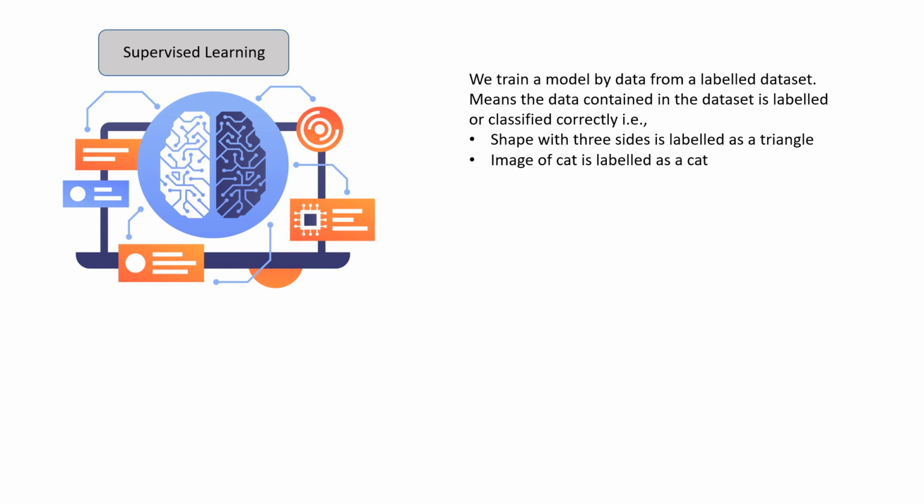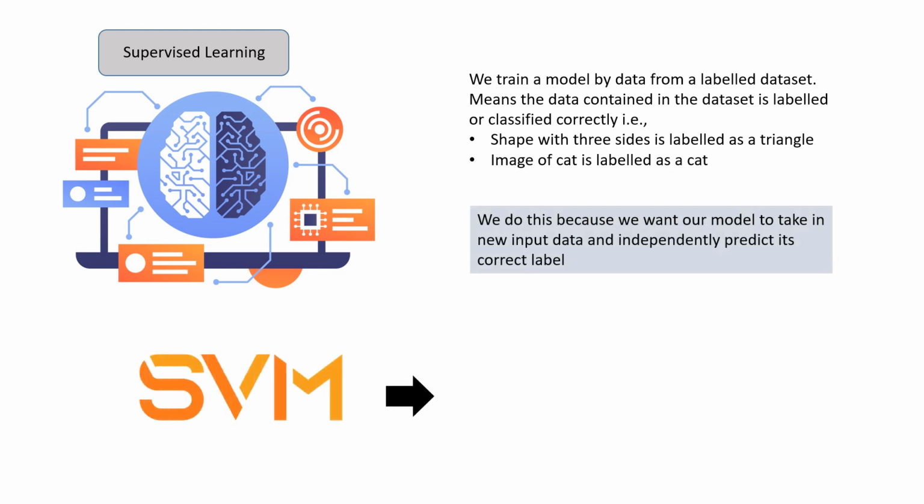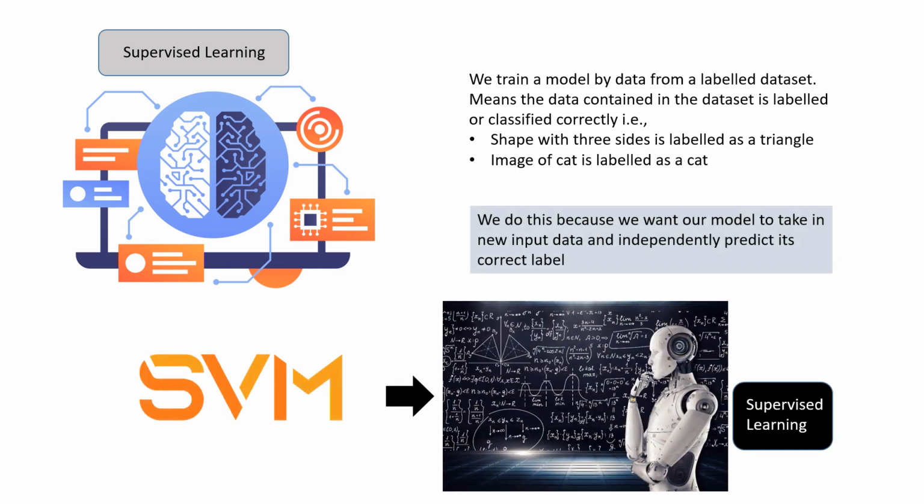Now, we do this because we want our model to take in new input data and independently predict its correct label. Now, talking about unsupervised learning, SVM is completely a supervised learning algorithm. But talking about any of the unsupervised learning models, we give features to the unsupervised learning machine learning model, and we ask the machine learning algorithm to learn itself and to discriminate the features itself without knowing about the labels. So that is unsupervised learning.